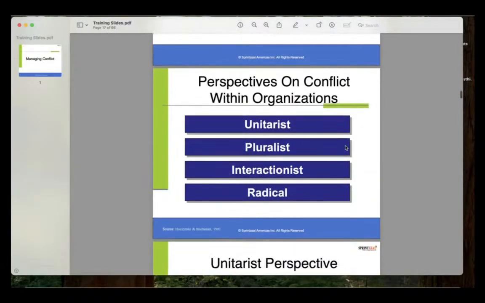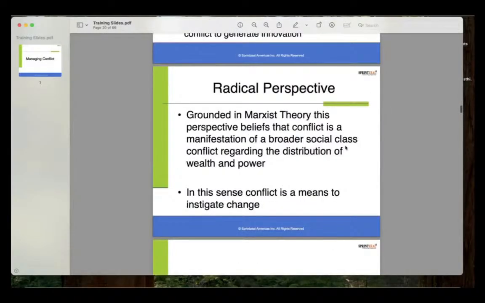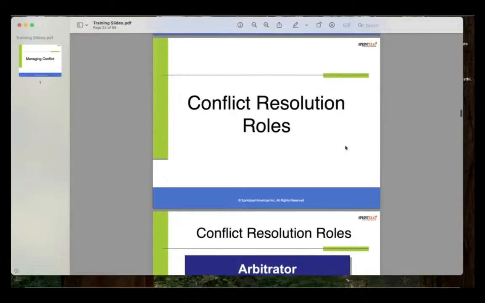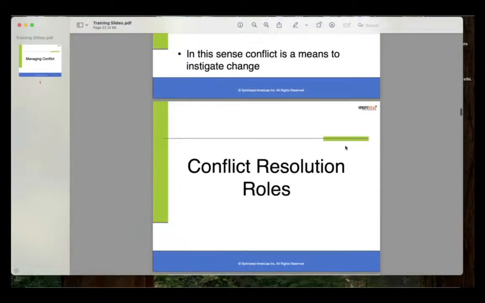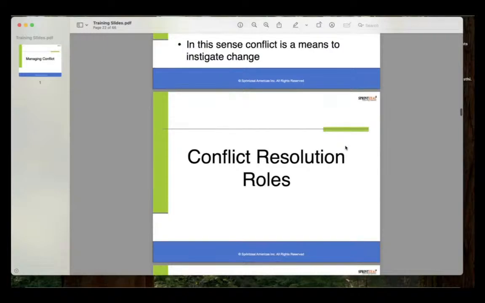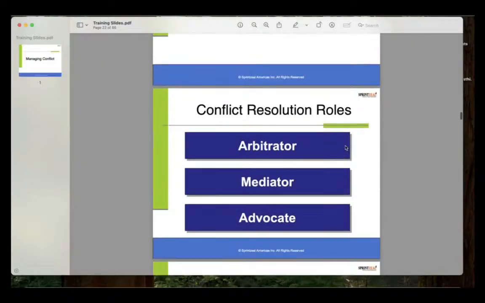Let's move on. Our next topic is conflict resolution roles. After understanding the perspectives, we are going to understand the roles. So what are the roles in the resolution? There are three main roles that a person plays in the resolution of any conflict.